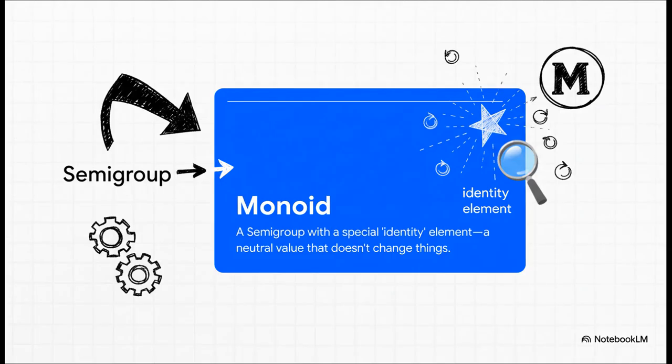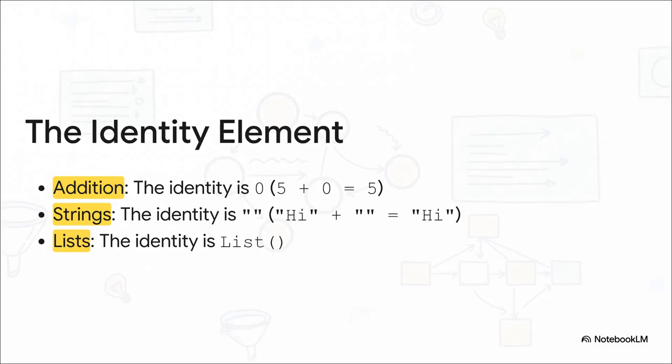Okay, so what if we take our semigroup and we add just one more tiny idea? Well, then we get a monoid. A monoid is just a semigroup that also has a special identity element. Think of it as a neutral starting point, a value that doesn't change anything. And again, you use this constantly. For addition, the identity element is 0, right? Because adding 0 doesn't change a thing. For strings, it's the empty string. For lists, it's the empty list. This empty or do-nothing value is the one thing that makes something a monoid.